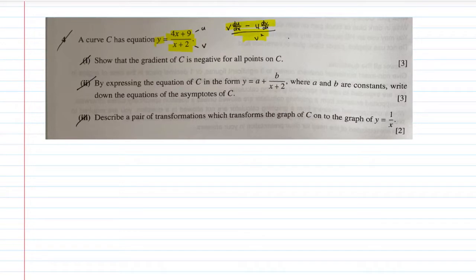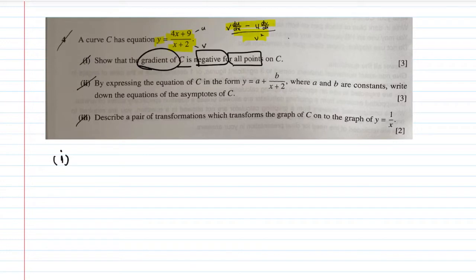For this question, part 1 asks you to show that the gradient of C is negative for all points on C. When it asks you to show the gradient of something, and they give you an equation for y, chances are you're going to have to find dy/dx. There's no other way of finding that gradient m. This first part is very simple, just product rule differentiation. That's why it's only 3 marks. I'll do it right here, and you can follow along. If you don't understand anything, leave a comment down below.